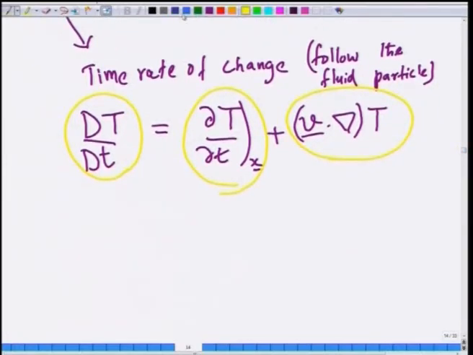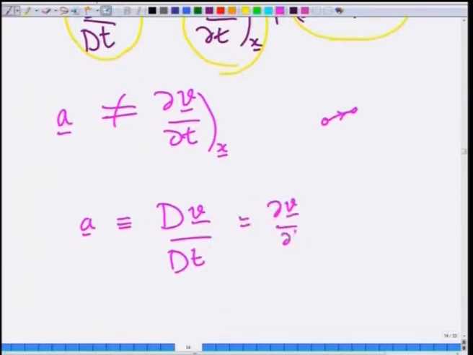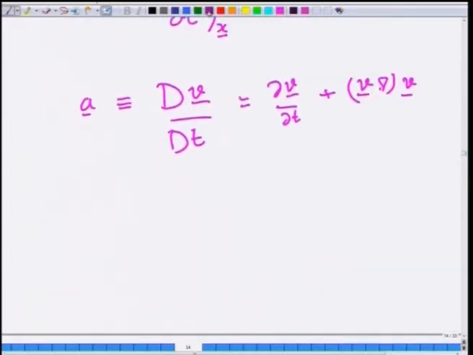In fluid mechanics, we are interested in, for example, acceleration. Acceleration is not equal to simply the rate of change of velocity at a given location in space, but refers to the rate of change of velocity as a fluid particle is followed. So, it is naturally given by the substantial derivative of velocity, and that is simply equal to partial v partial t plus v dot del v. Now, we then discussed the notion of streamlines.